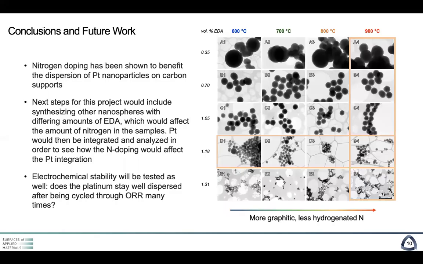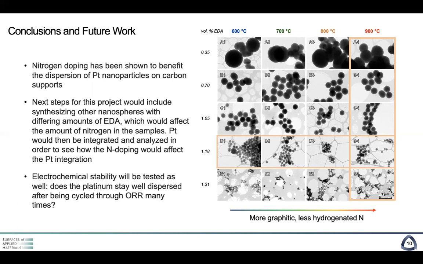And then conclusions and future work. Overall, nitrogen doping has been shown to be very beneficial to evenly dispersing the platinum nanoparticles on the carbon supports. Next steps for this project would include synthesizing other nanospheres with different amounts of EDA. In these ones, we focused on the 1.18 volume percent EDA, but would like to look at the other ones and see how those compare, as well as looking at the different temperatures and see how that affects our platinum dispersion, our nanoparticle dispersion.